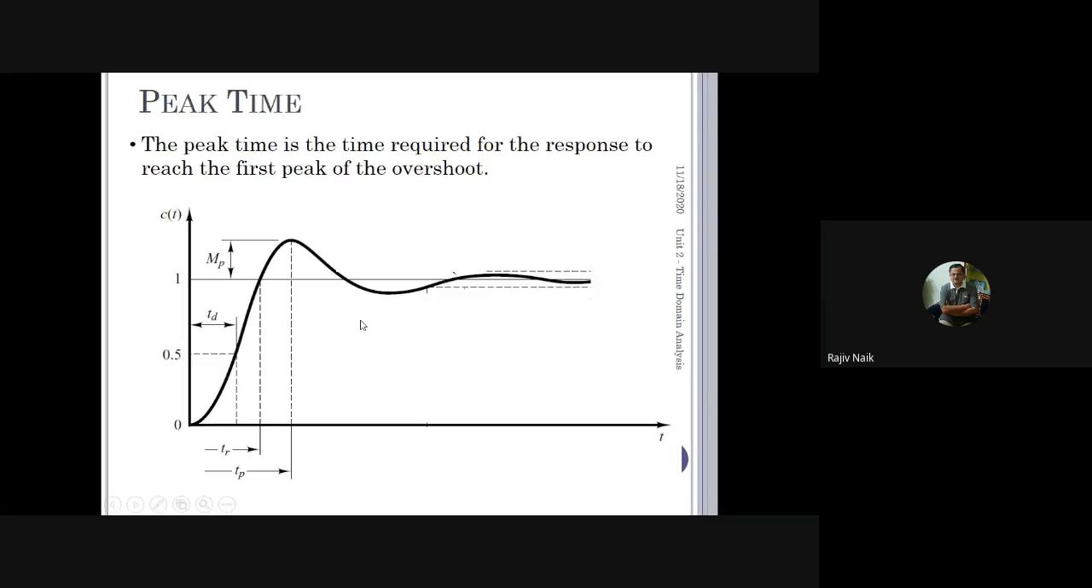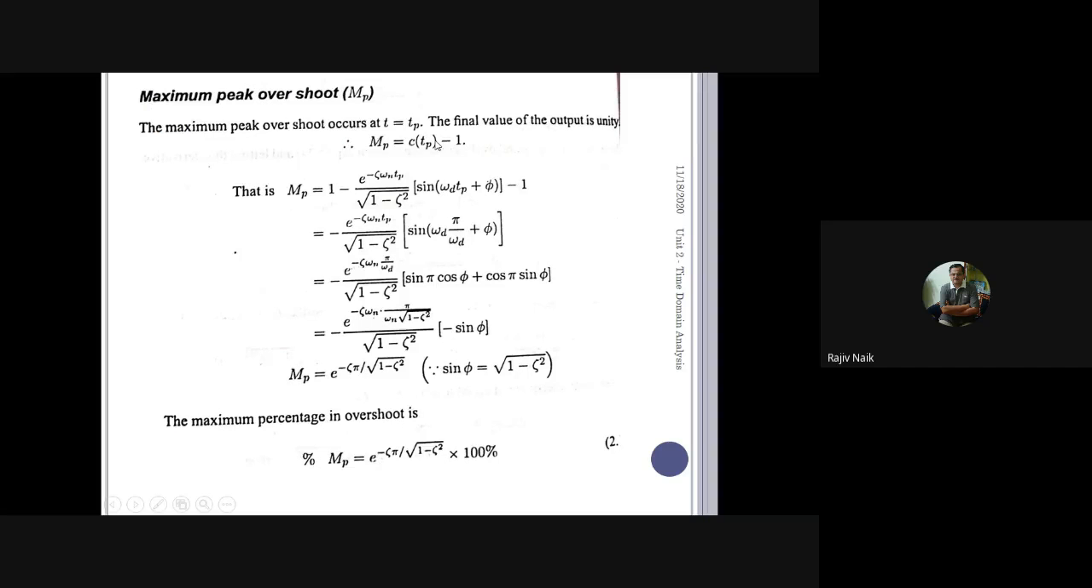So in general, how many derivations do you have now? 9 derivations will be there for a second order system. Step input 3 derivations, ramp input 3 derivations, impulse input 3 derivations. Then for underdamped systems, for step input, you have further specialized derivations. One is for rise time, second is for peak time, and third is for peak overshoot.